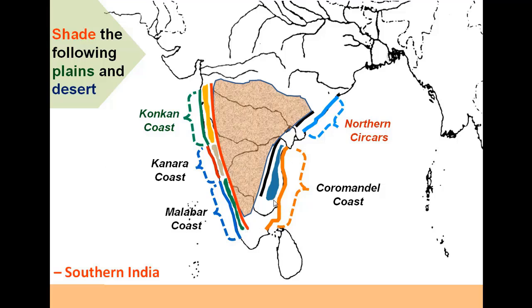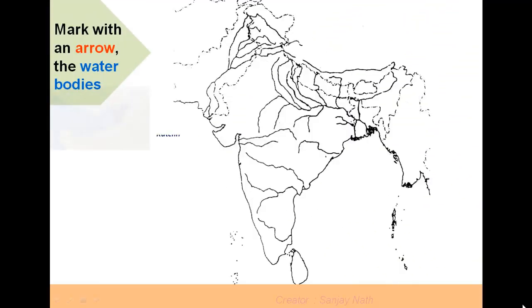Once again, for reference purposes, we have shown the Eastern Ghats with a black thick line and the Coromandel Coast with a brown color line. The space between the Eastern Ghats and the Coromandel Coast is called the Coromandel Plains. This grey patch is the Coromandel Plains, and the Northern Circars is marked with a thick blue line along the coast. Now we'll mark with an arrow the water bodies in India.